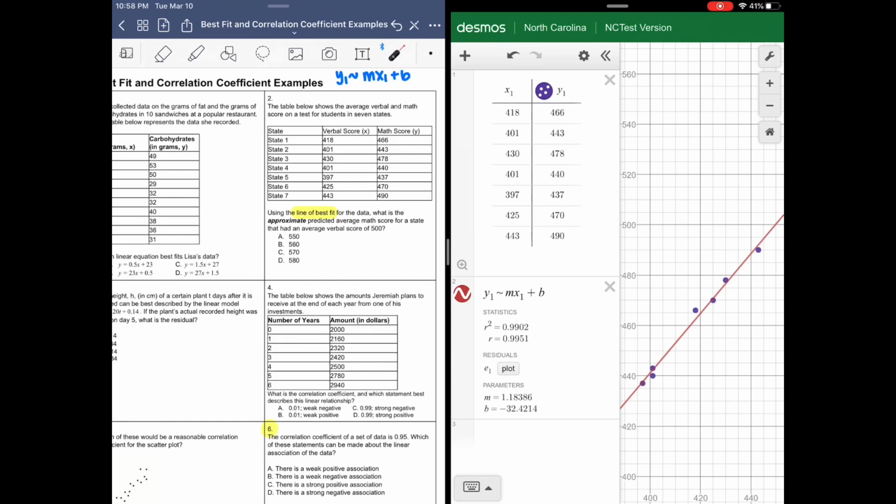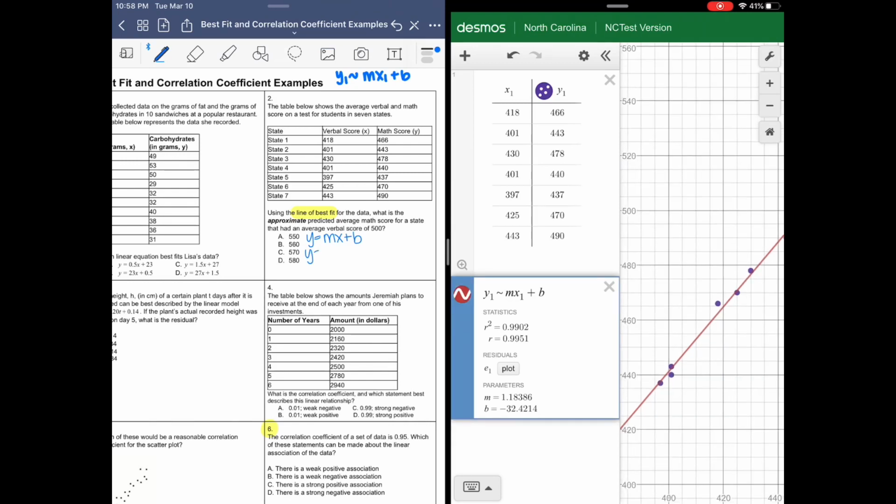Now, underneath y1 squiggle mx1 plus b, I see some statistics, some residuals, and some parameters. Those three categories are going to tell us some different information. First, if I just want to create the equation for the line of best fit, we're going to look at the m and the b so that we can create an equation in the form y equals mx plus b. We're going to take the m, round it to 2 decimal places, and say that's 1.18. So that gives us y equals 1.18x. And then my b value is negative 32.42. So this is our equation for the line of best fit.